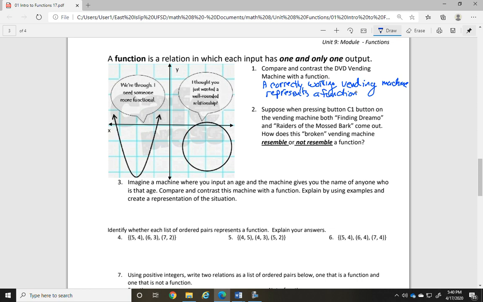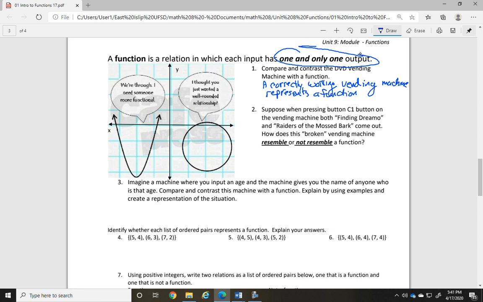A function says that every input has one and only one output. So this sentence up here is so important. Every input has one and only one output. So incorrectly working vending machines are not functions. Also, have you ever been very unlucky with your vending machine? You put in the money, you push the button in, nothing comes out. Okay, that's not a function either because you push the button, you expect something to come out. So every input should have one and only one output. You can't have multiple things coming out. You can't have nothing coming out. One and only one output.